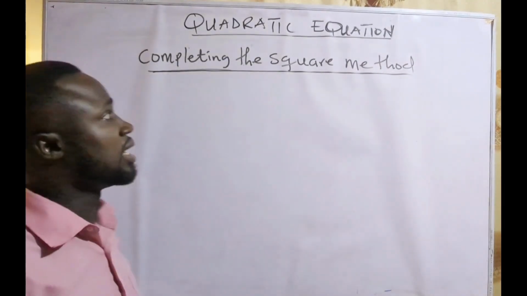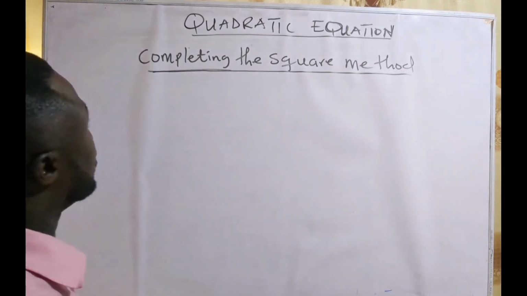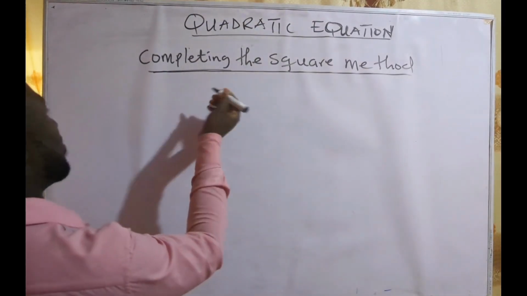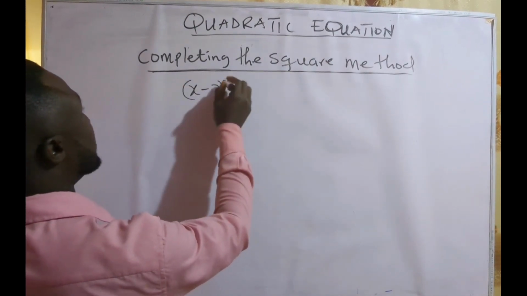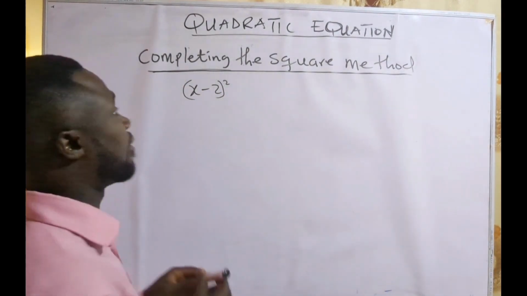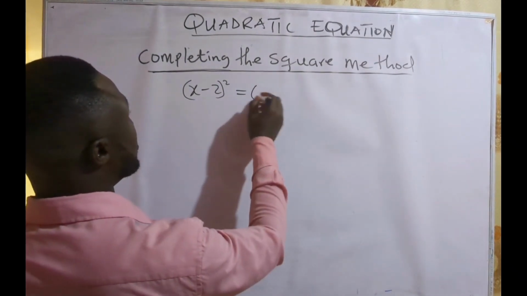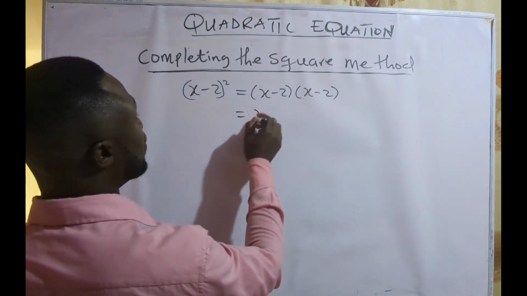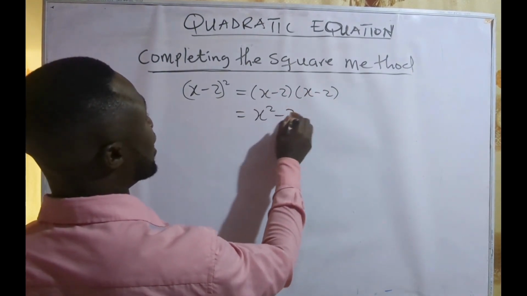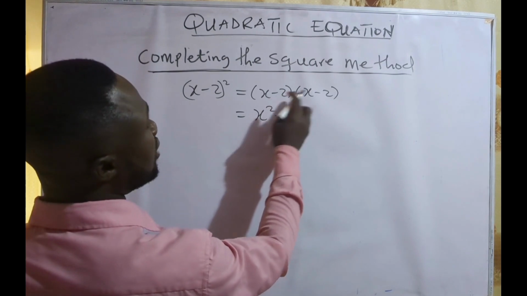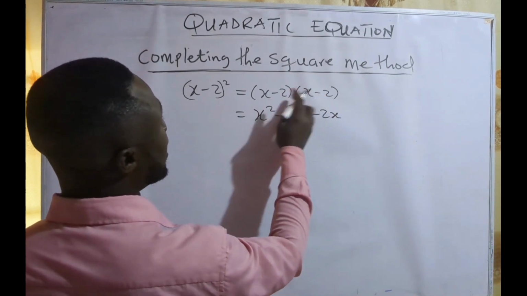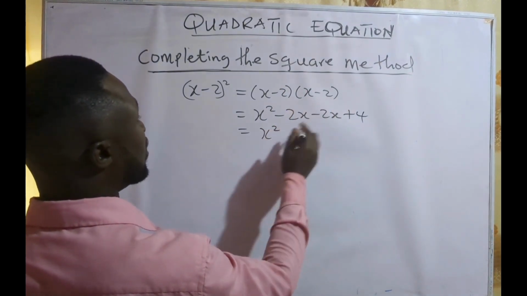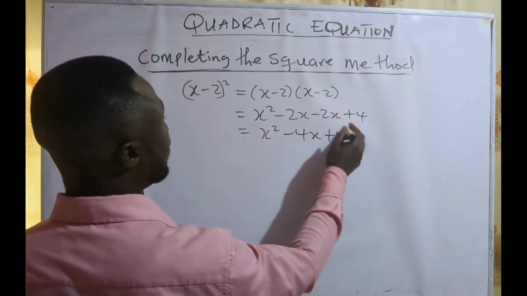So when you have a quadratic and you want to complete the square, let's look at quadratics that are perfect. For example, x minus 2 all squared. This is a perfect square of a quadratic. When you expand, it will be x minus 2 times x minus 2. x times x gives x squared. x times negative 2 gives negative 2x. Negative 2 times x gives negative 2x. Negative 2 times negative 2 gives positive 4. So I have x squared minus 4x plus 4.